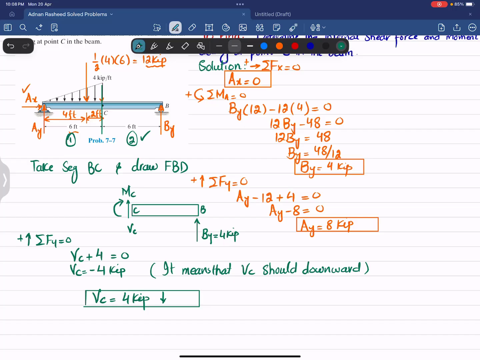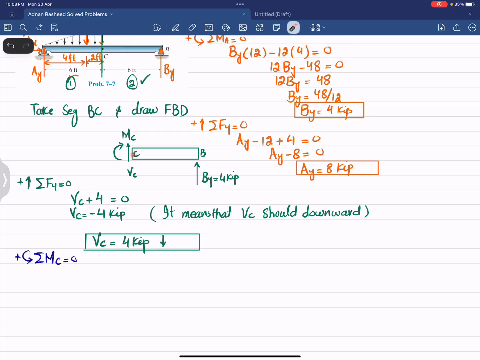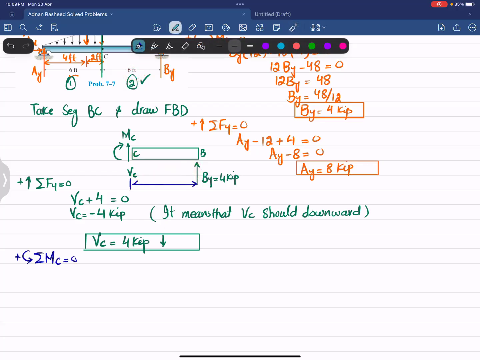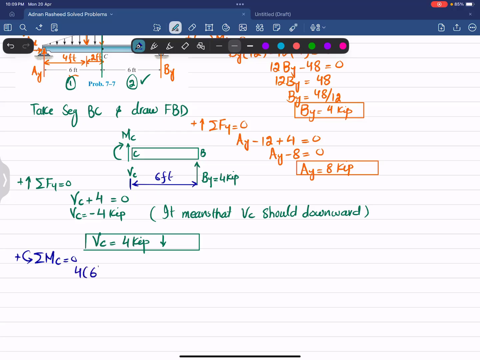Now we'll find the moment. For that we will take the sum of all moments about point C equal to 0, taking the counterclockwise moment as positive. So about point C, one moment is BY into the perpendicular distance, which you can see is 6 feet. This force multiplied by this perpendicular distance is producing counterclockwise moment, so it will be positive. So I can write 4 multiplied by 6 minus this MC, which is taken as negative clockwise, is equal to 0. So from here we will have MC equal to 24 kip-feet.